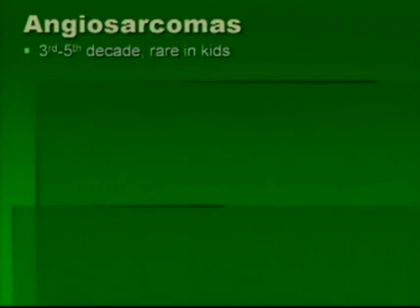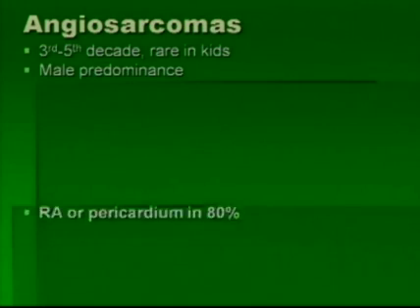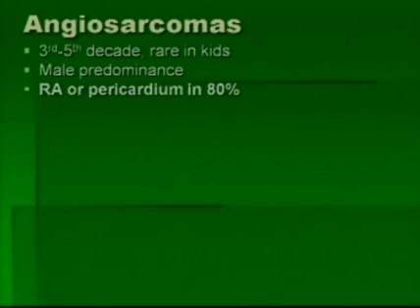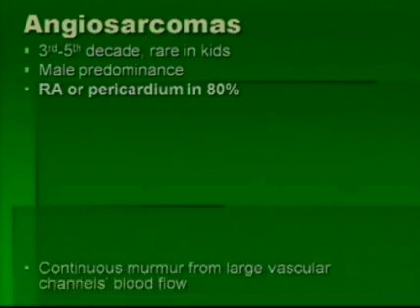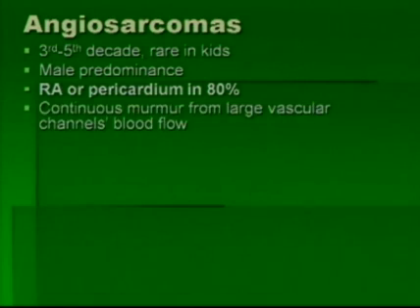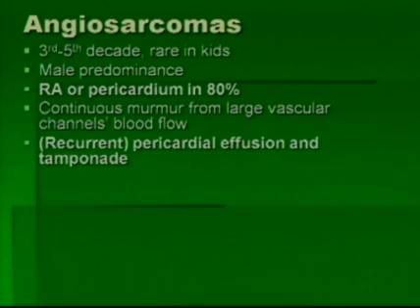Angiosarcomas occur in the 3rd to 5th decade. They are actually rare in children. They occur with a male predominance. They occur in the right atrium or the pericardium in about 80%, so our example is quite unusual. They can produce a continuous murmur because they have a large vascular supply, and there can actually be dilated vascular channels which supply these tumors.